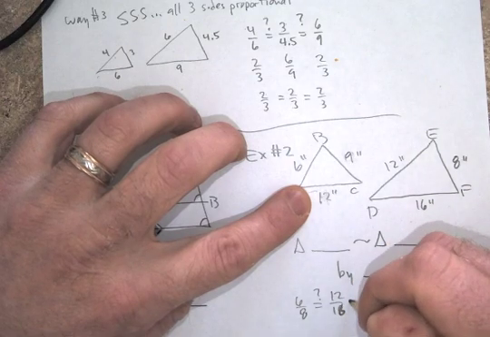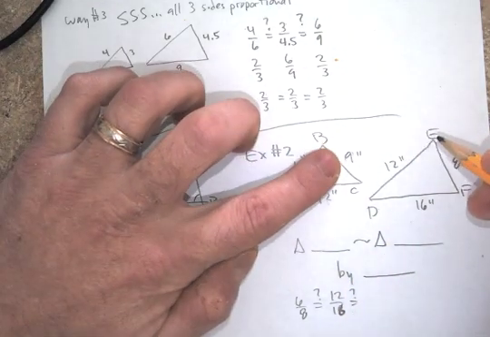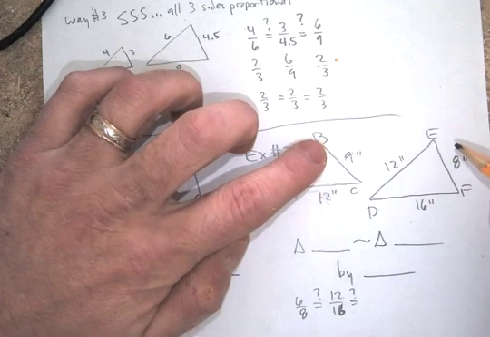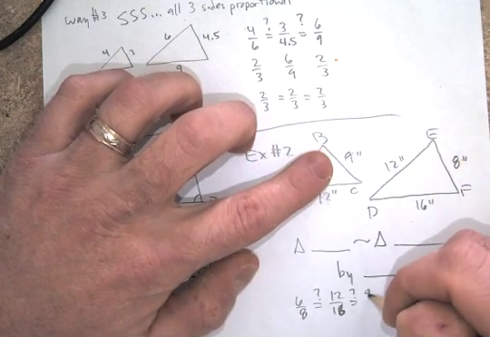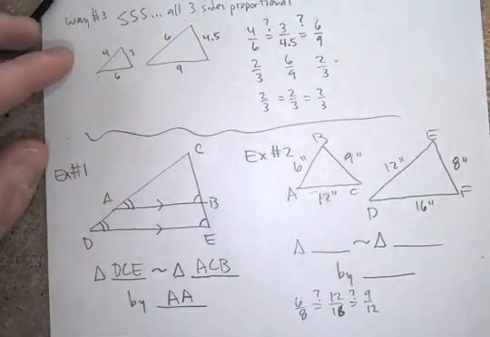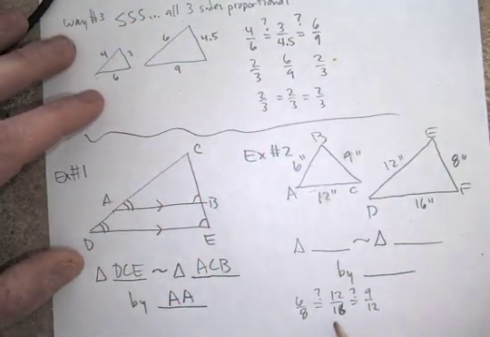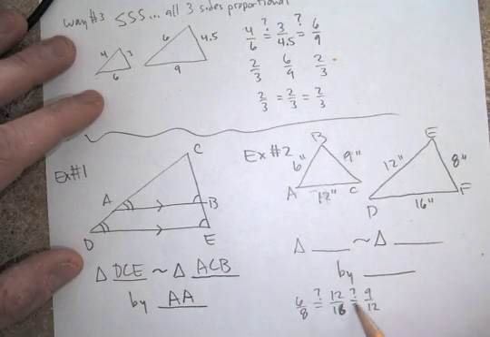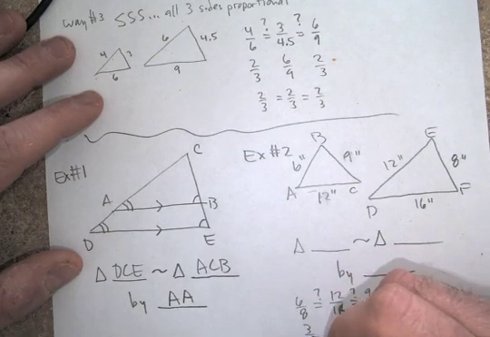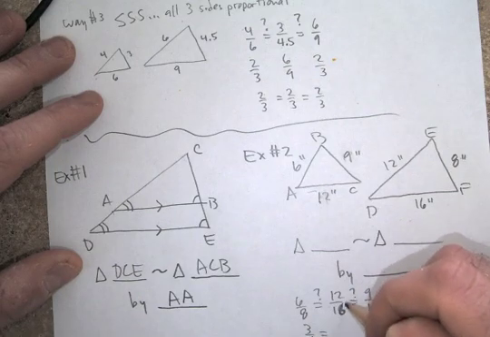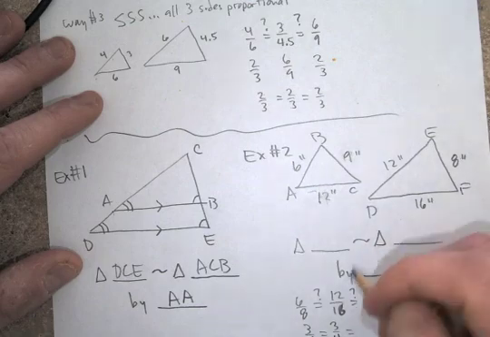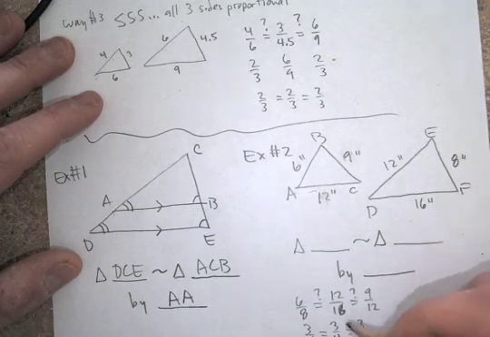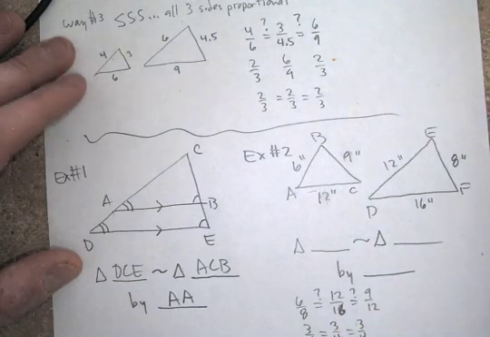12 over 16. And then the middle side with the middle here, right? 9 to 12. Okay. You could do cross products too and make sure all cross products equal the same thing, but I'm just going to reduce them. 12/16 is 3/4, right? And 9/12 is 3/4. So they're matching up, same proportion, same scale factor for each.